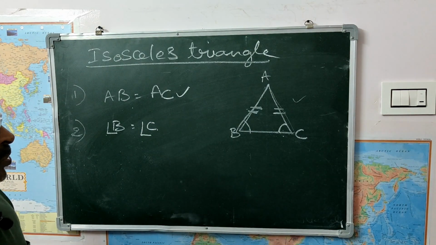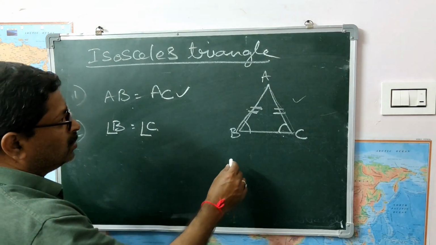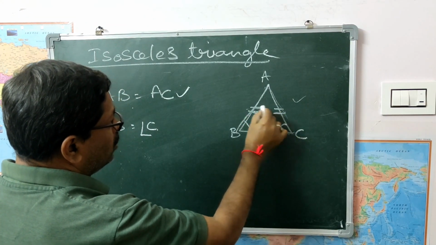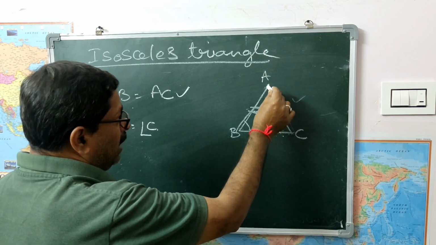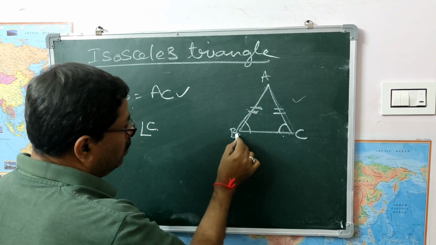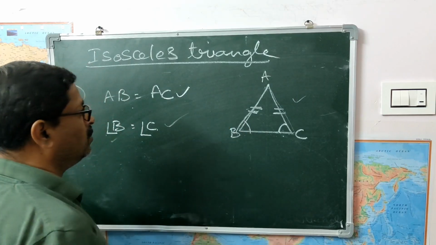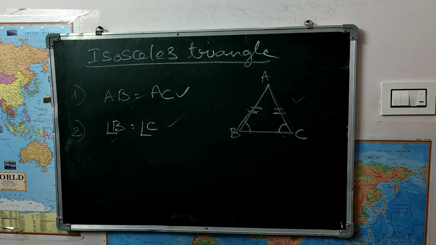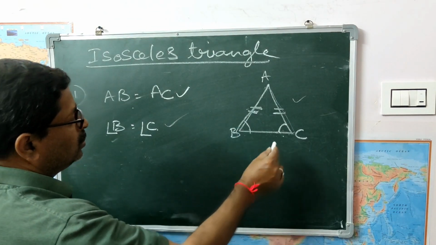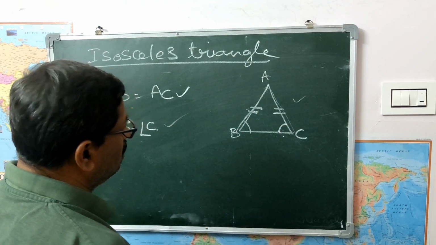Angles opposite to equal sides. The word you have to understand: if these two sides, AB and AC, are equal, the angle opposite to AC is B, and the angle opposite to AB is C. These two must be equal. This is another property you have to get. So these two things you must notice.